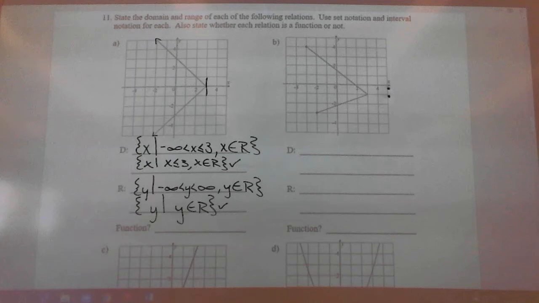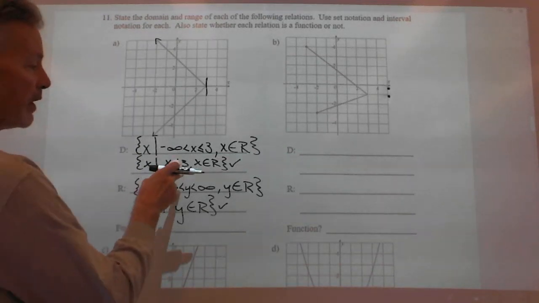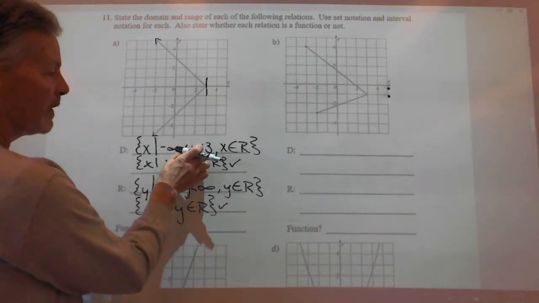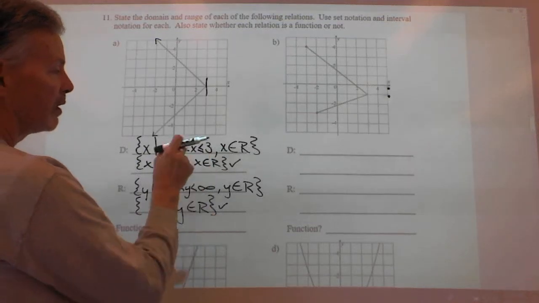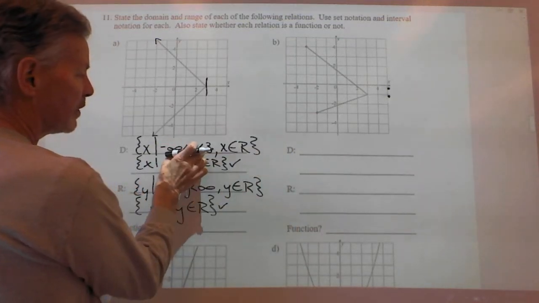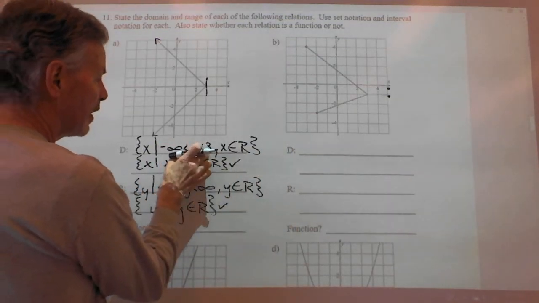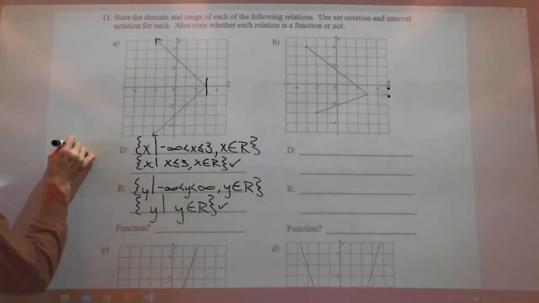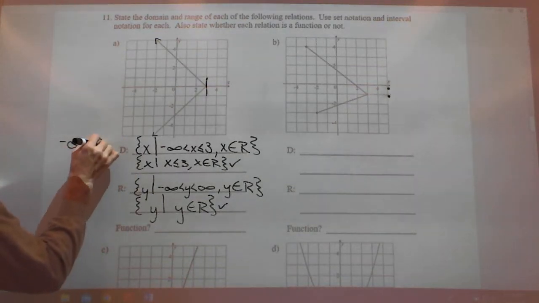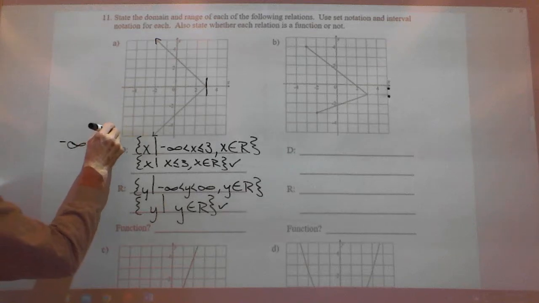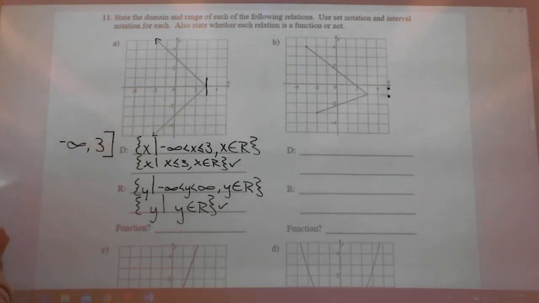Now, what about interval notation? Well, interval notation is so easy once you have these parameters. Your interval notation is going to have exactly the same. You're going to have negative infinity, comma, 3. Because 3 is included, we put a square bracket on this end. Because negative infinity is not included, we put a round bracket on that end.